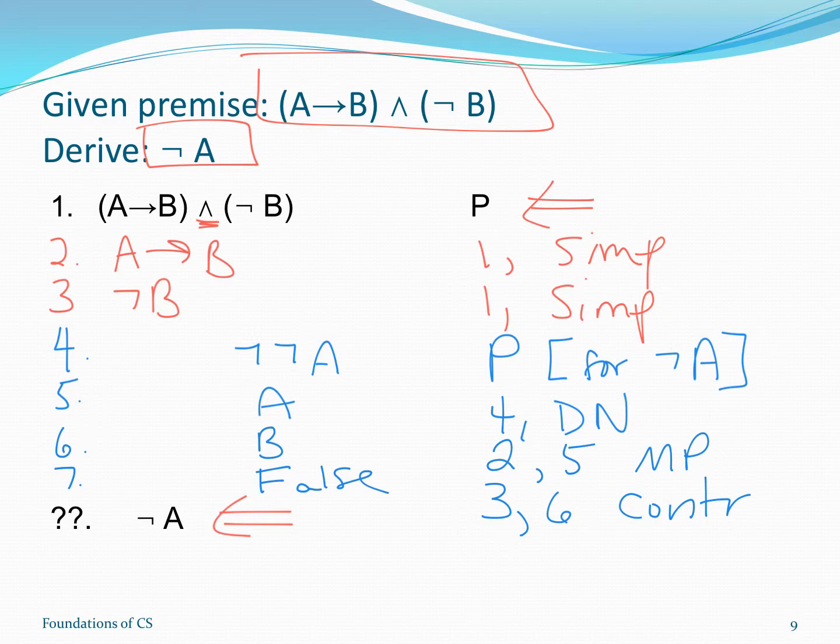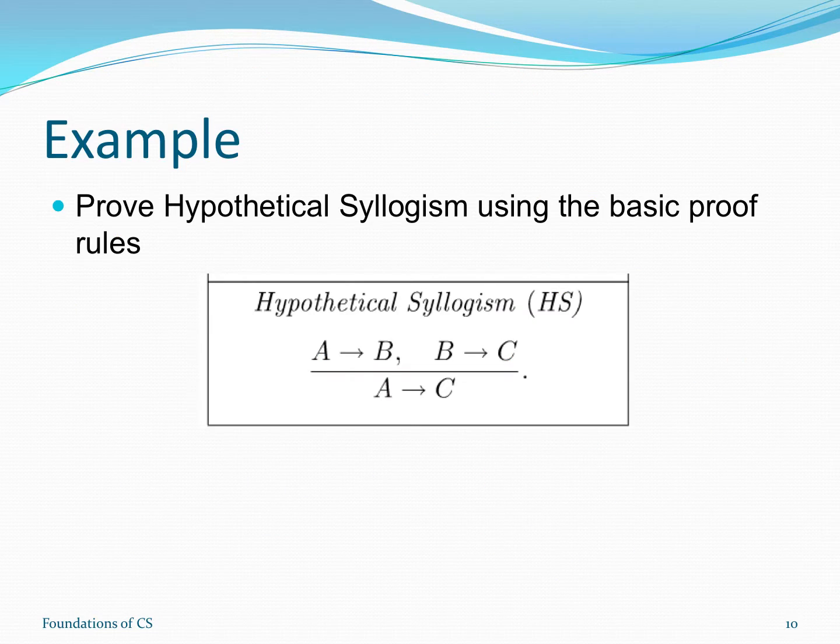And terrifyingly conveniently, that makes this line 8, right? We can conclude not A based on lines 4 through 7. Notice it's not 4 comma, but 4 through 7, right? And our indirect proof. And we can say QED. So there you go. Let's do another example.